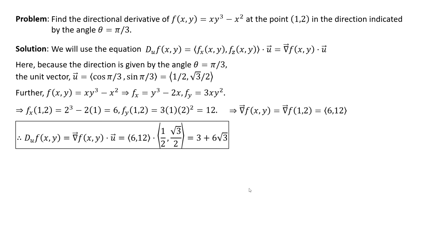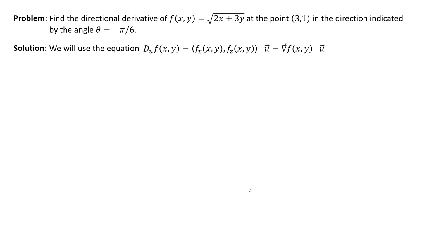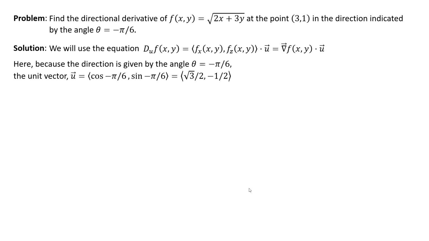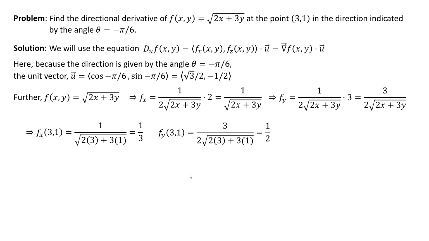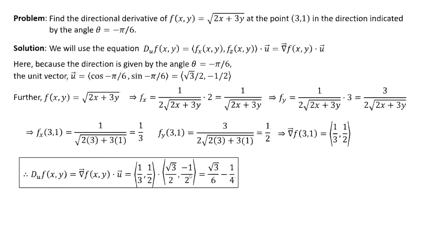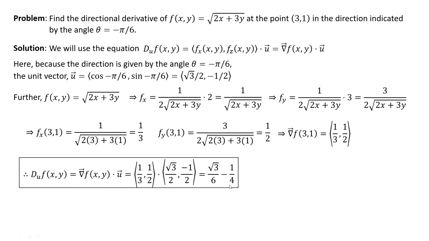Next, a similar problem, theta equals negative pi over 6. I did this because I just wanted to show you a slightly more complicated derivative. Same idea: f sub x, f sub y, find del f. We found u already. Take the dot product, and since the dot product is a scalar, we just get a number.